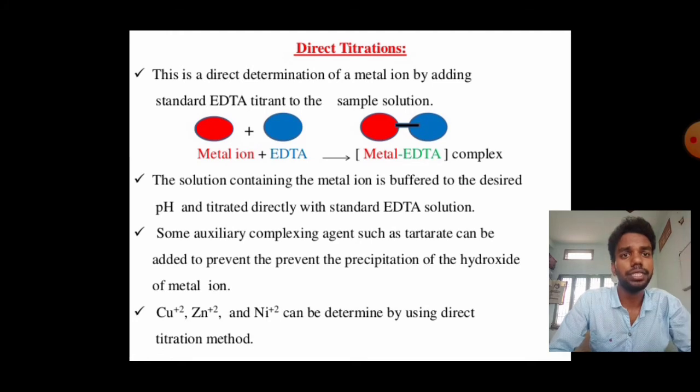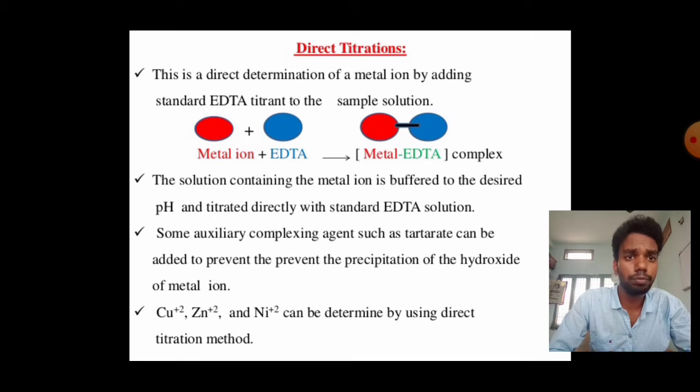After that, this wine red zinc EBT complex is titrated with the EDTA taken in the burette. The indicator which is present in the conical flask is replaced by EDTA from the burette, forming the metal EDTA complex. After all the indicator molecules are replaced by EDTA, at that point you observe a blue color. So that's your end point. So this is direct titrations, right?